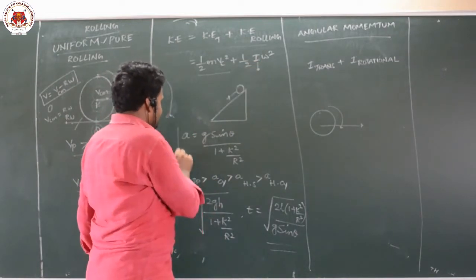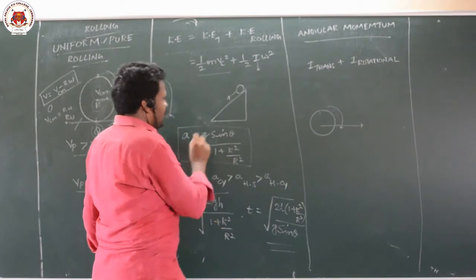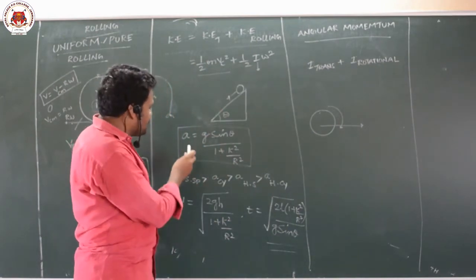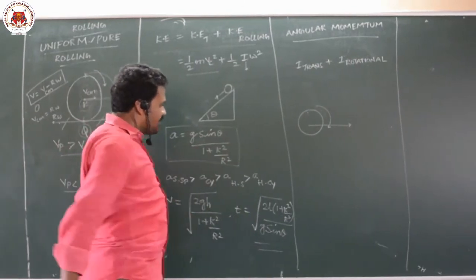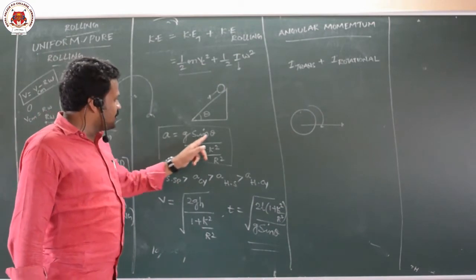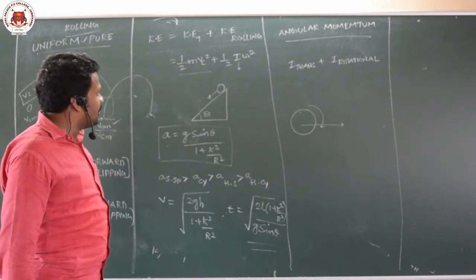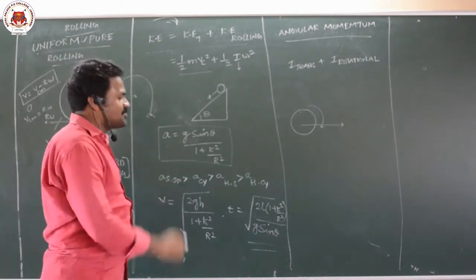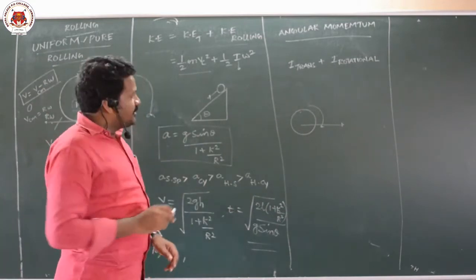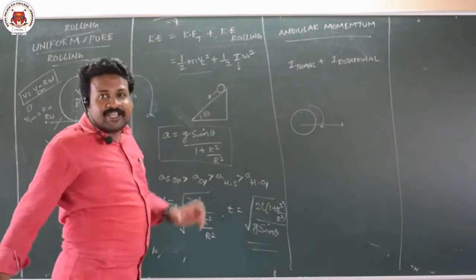Now the acceleration of a rolling body on an inclined plane: a is equal to g sin theta divided by 1 plus k square by r square. How do we calculate k square by r square? This is the formula for a rolling body coming down an inclined plane.